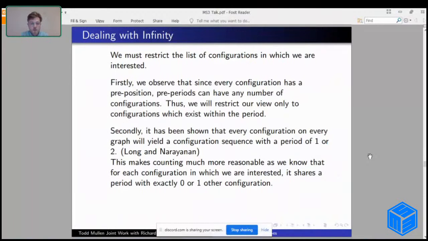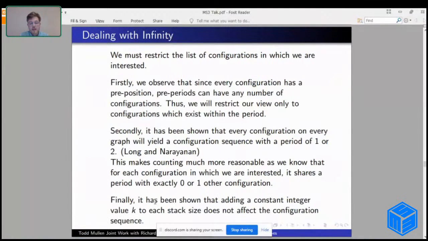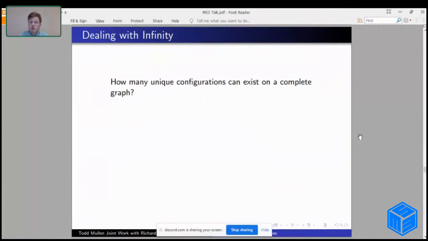And our final restriction has already been mentioned. It has been shown that adding a constant integer value, k, to each stack size does not affect the configuration sequence. So we started with an uninteresting question, but we can put these restrictions on it so that now we actually have a finite number that we're counting. So we go back to our question: how many unique configurations can exist on a complete graph?